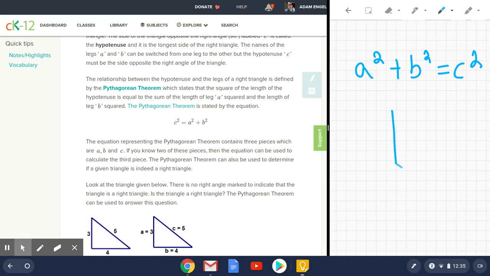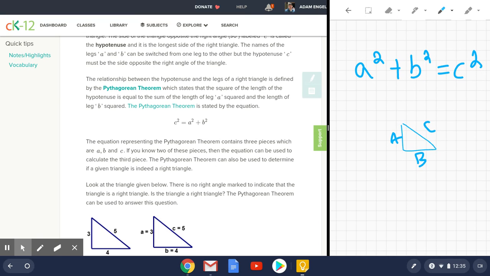So let's look at our triangle here. Remember, we have A, B, and the longest side, the hypotenuse, is always C. The equation representing the Pythagorean theorem contains three pieces, which are A, B, and C. If you know two of these three pieces, then the equation can be used to calculate the third piece. The Pythagorean theorem can also be used to determine if a given triangle is indeed a right triangle. So we can use it to see if this is truly a right triangle.